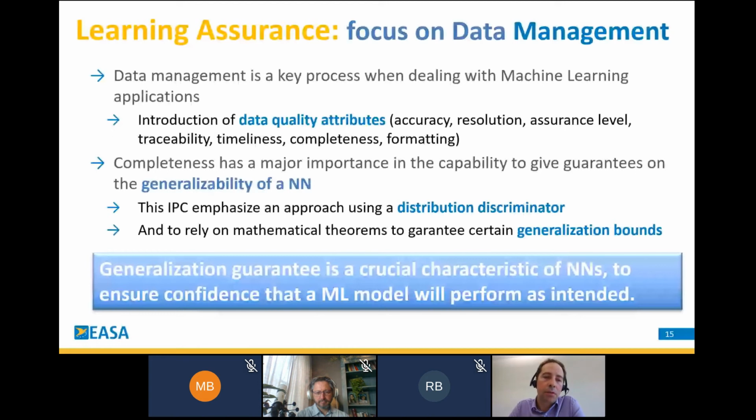And this generalization guarantee, we see it as a crucial characteristic for neural networks to ensure the confidence that the machine model will perform as intended. Why is it so important? Because generalization is some sort of anticipation of the operational capability of a neural network, and that's the reason why it has such an importance in what we do in learning assurance.